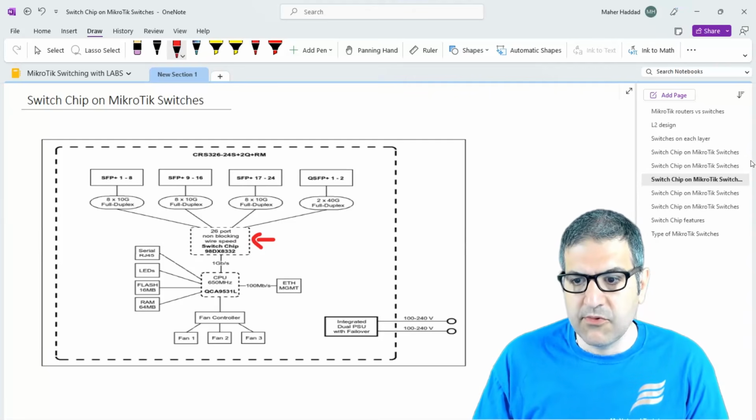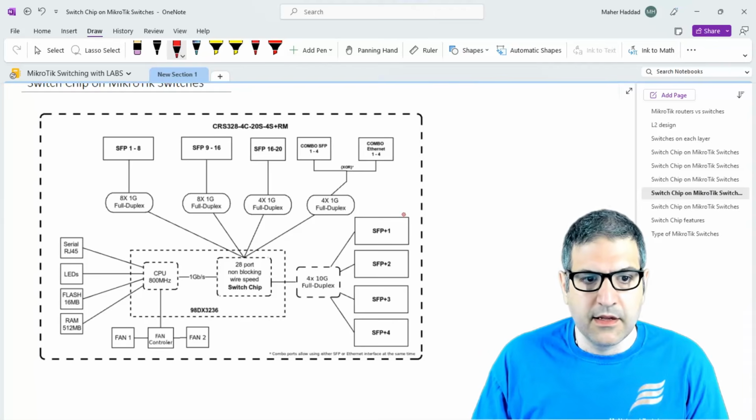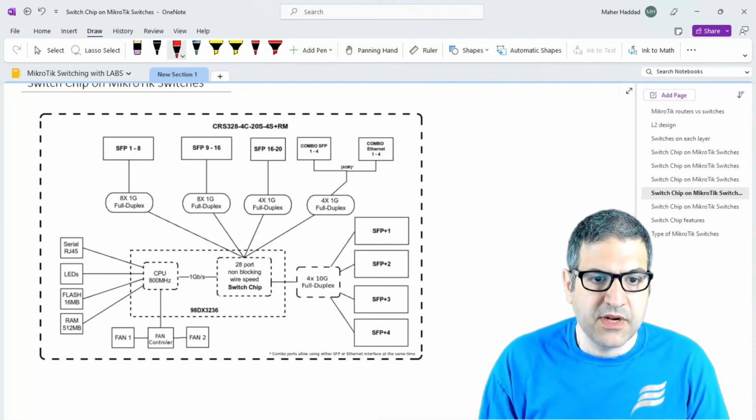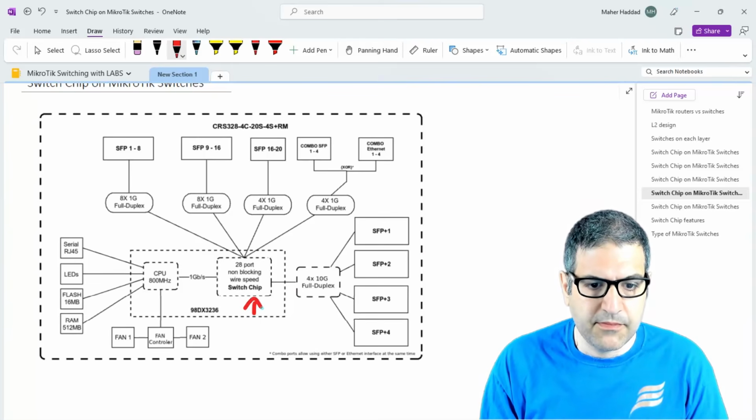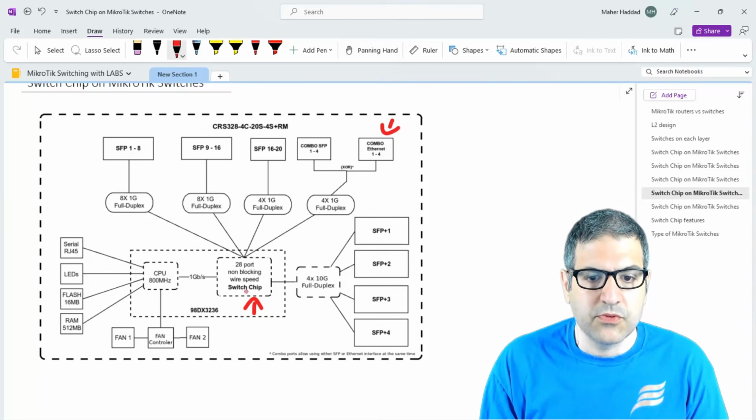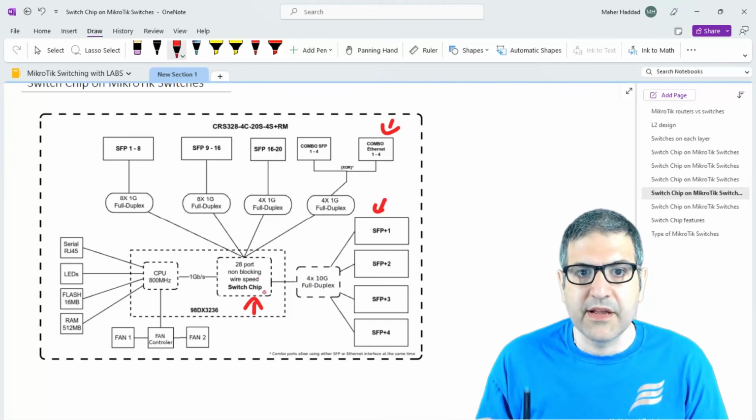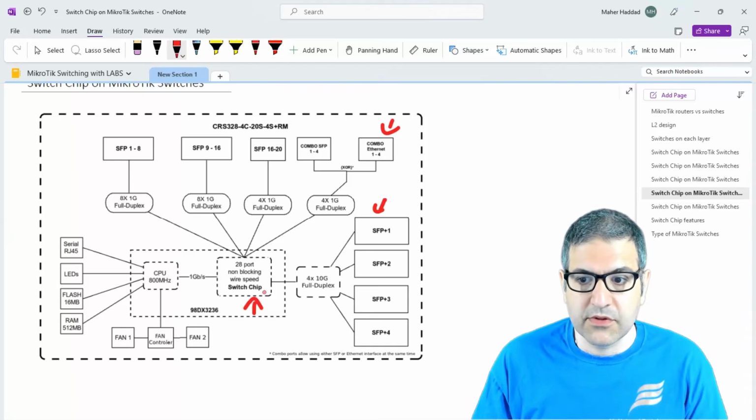Okay, let's see another one also. Now we have the CRS328, and on the CRS328 also we can see that there is a switch chip sitting up over here, and all the ports, including the combo, so the SFP and the combo, are all connected to the switch chip. Also the SFPs: we have 4 times 10 gigabit per second SFP+. They are all connected to the same switch chip, meaning that traffic can pass through the ports without going to the CPU.